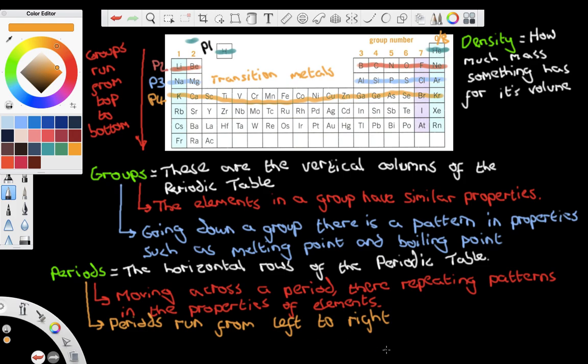We get this, if we were to draw a graph of it, if I would just sketch it. Sorry, not melting point there. What am I doing? We've got element along the bottom, and we've got melting point up the side.